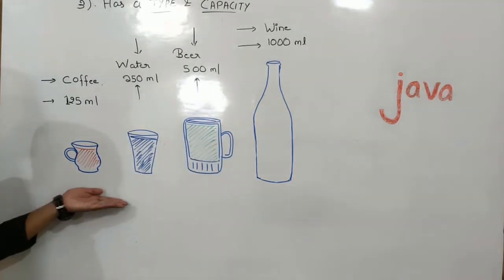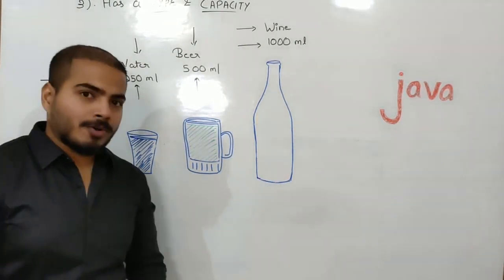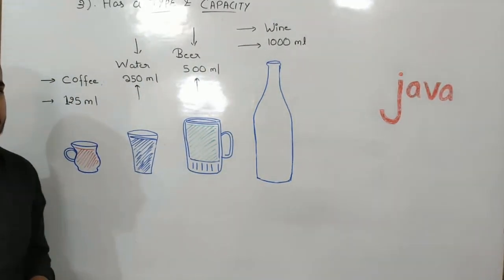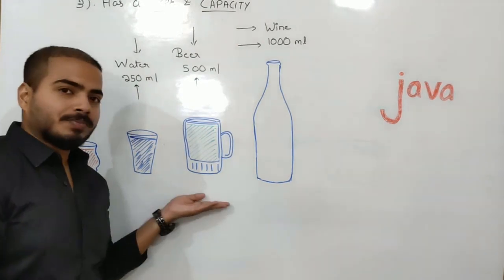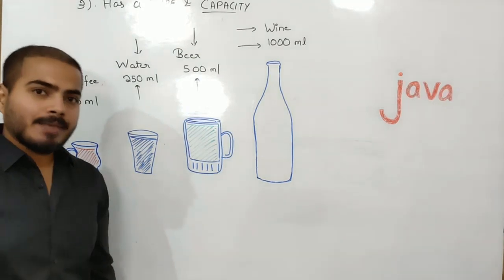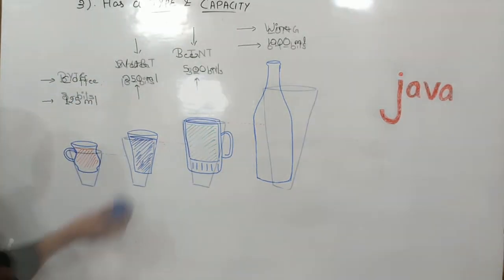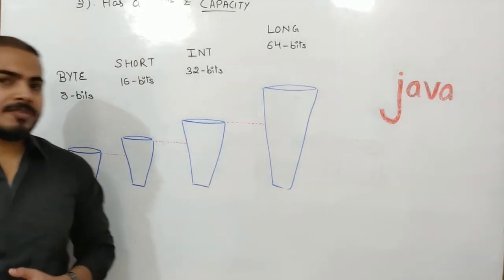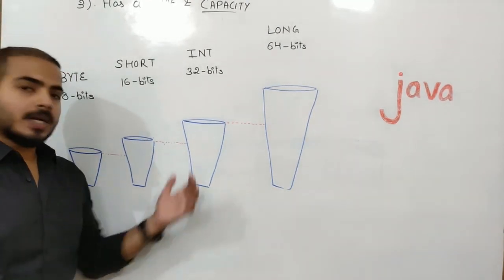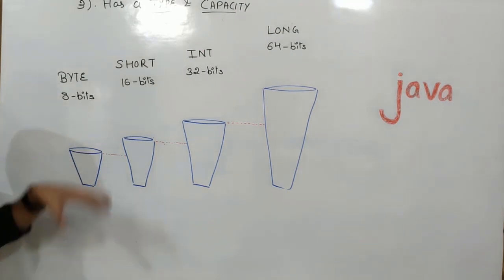Now, the reason I took these examples, coffee, water, beer, wine, is because you are very much familiar with these kinds of liquids as well as with the containers, because these are usually present in your kitchen or around you. So let us now convert these examples into the actual types of variables that you see in a programming language. In the previous example we discussed coffee, water, beer and wine containers, but these are the actual types of variables that you see inside the programming language.